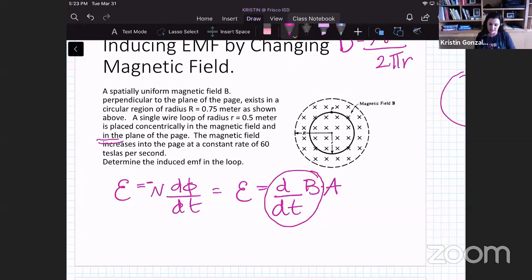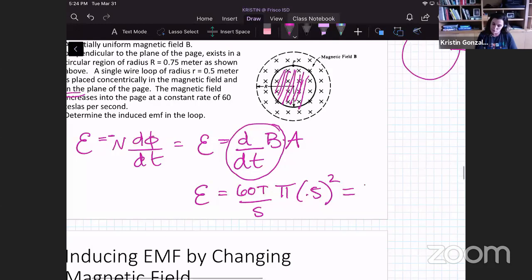So the only other thing I need to plug in then is the A, and that would be that cross-sectional wire area. Only the wire, not the whole magnetic field. It's the area of that loop that is in the magnetic field. So then we can say that the induced EMF is equal to that 60 Teslas per second times the area. How do we get the area of the loop? We say that's pi r squared. So pi times the r of our loop, which is 0.5 squared. And if we solve that out, we get 47.1 volts.